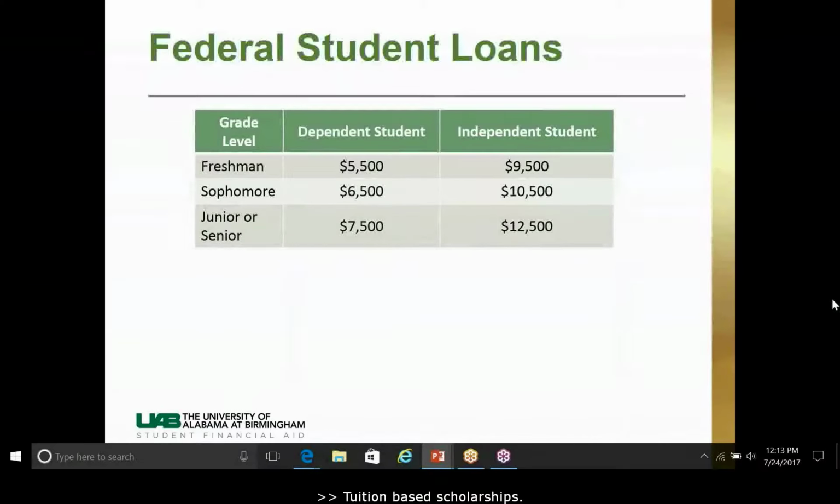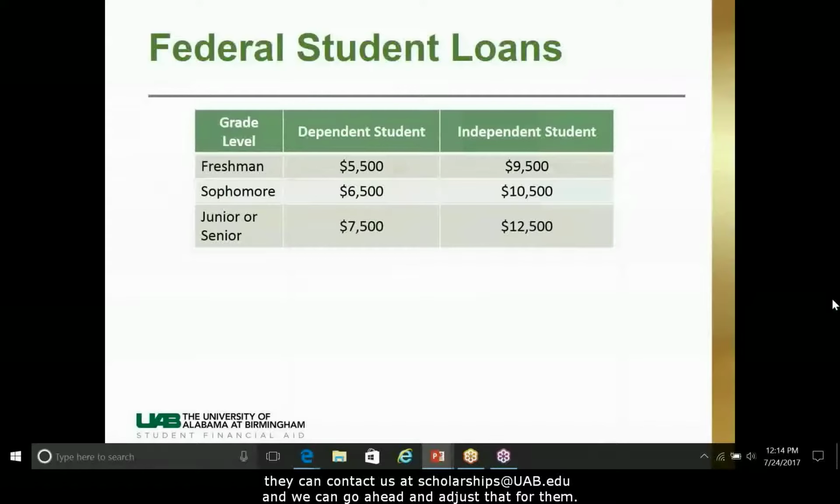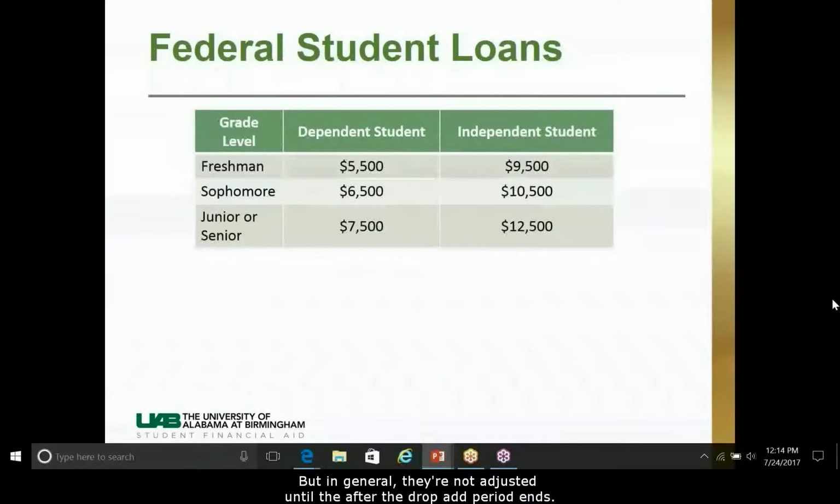Yes. Tuition and fee scholarships vary, and students can continue to change their schedule until the last day of drop add. So each semester, after the last day of drop add occurs, is when tuition and fee scholarships are adjusted. Again, because they can change their schedule, that's a moving number. If your student has locked in their schedule and will not be changing it, they can contact us at scholarships@uab.edu and we can adjust that for them. But in general, they're not adjusted until after the drop add period ends.